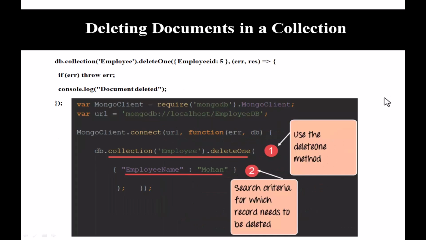Deleting from the document collection. If you want to delete a document, you use deleteOne. Employee ID is 5, where it accepts error and response. If an error exists, it throws an error. Otherwise, it is going to show the message document deleted. So this covers MongoDB creating, inserting, updating, and deleting the documents.